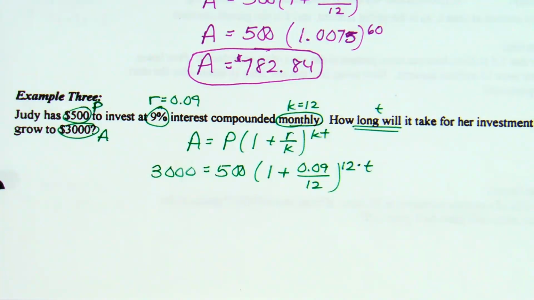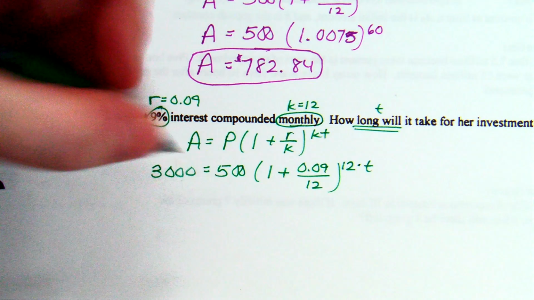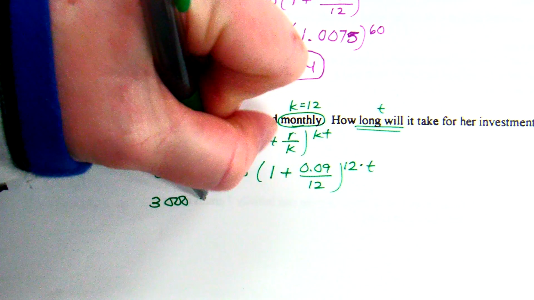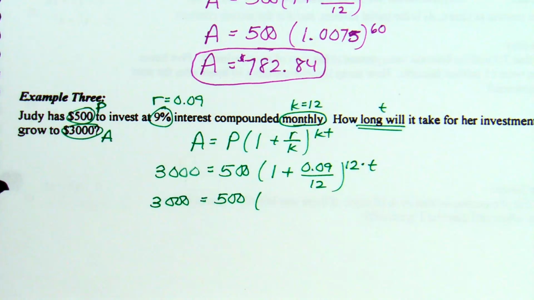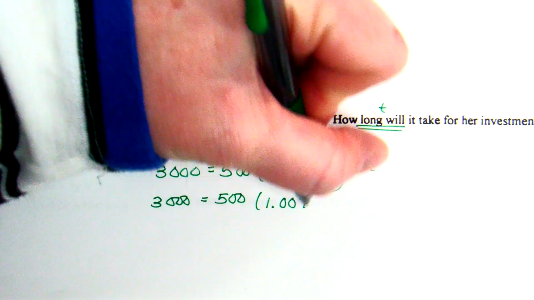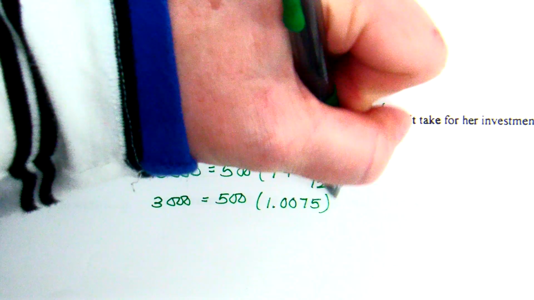Okay. Can we just plug this one into the calculator? No. Okay. This is why we're talking about this in this chapter. So, couple of things. Can we clean up inside those parentheses? Let's clean up inside the parentheses, and then we'll talk about where to go next. 3,000 equals 500 times, what is that, 1 plus 0.09 divided by 12? 1.0075 raised to the 12t.